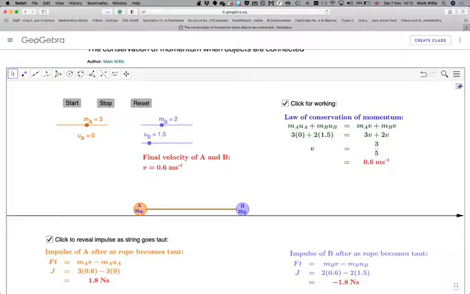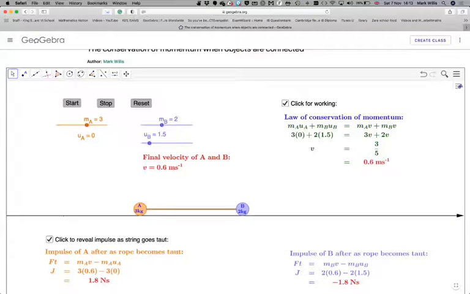Okay, the impulse of A is the force times the time, which is equal to MAV minus MAU, which is going to be, we use a sort of an elongated J for that, will give me 1.8 Newton seconds, and the impulse of B after the rope becomes taut is the same but negative.